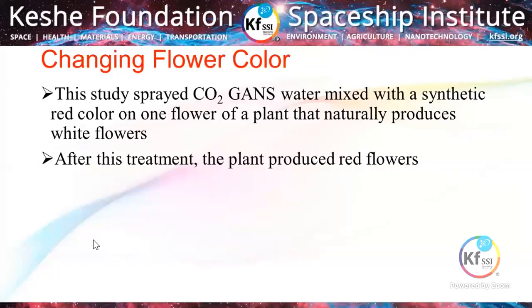This study sprayed a CO2 gas-water mix with a synthetic red color on one flower, from a plant that naturally produces white flowers. So they sprayed the red color on it, and the plant has taken it. Okay, so that we understand how it is: it says after this treatment, the plant produced red flowers.